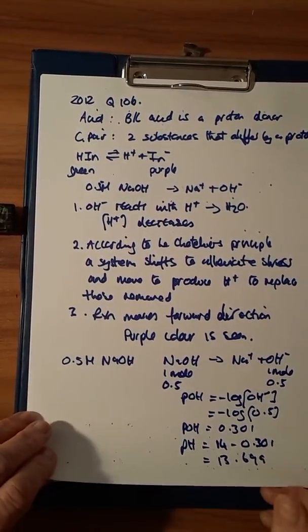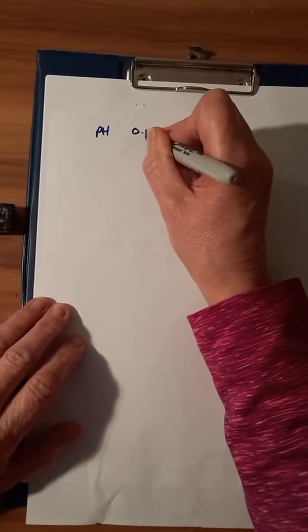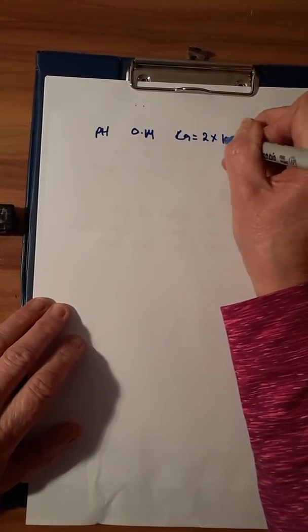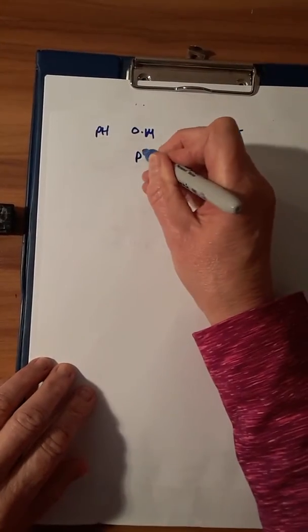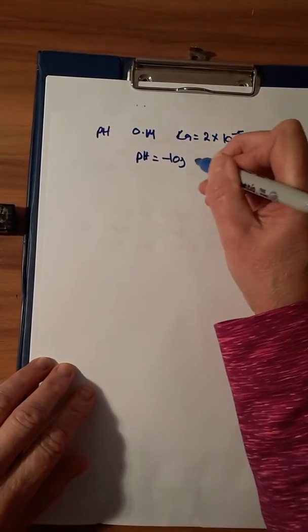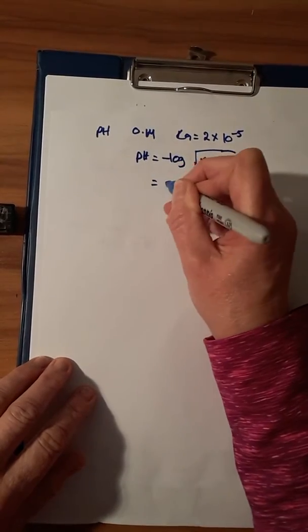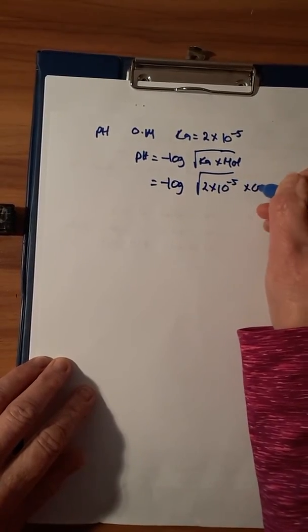The second part of that question, the last part, asks you to find the pH of a 0.1 molar solution of this indicator, given that its Ka is 2 by 10 to the minus 5. Okay, so that's a nice straightforward one. The pH is equal to minus the log of the square root of Ka by molarity. If you're given a Ka, use it. So minus the log of the square root of 2 by 10 to the minus 5 multiplied by 0.1.